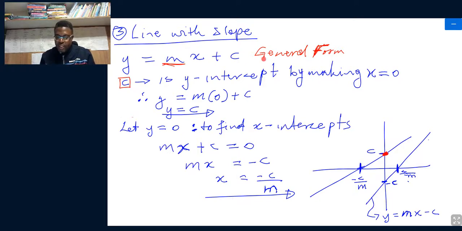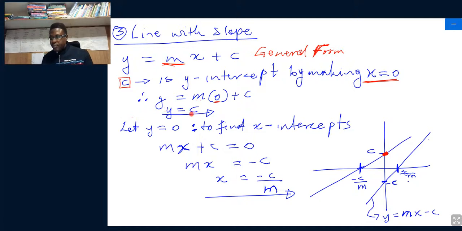I've taken the original form. Remember, m could be any value. You remember we calculated the value of m previously? Now, m could be any value. In place of x, I substitute 0. Why? We're looking for a y-intercept. We make x equal to 0. So here x is equal to 0. M multiplied by 0, or any number multiplied by 0, is 0. So we're left with c. So y is equal to c.